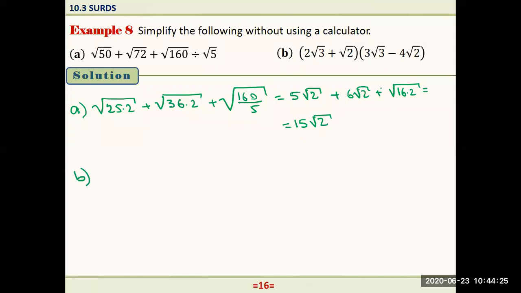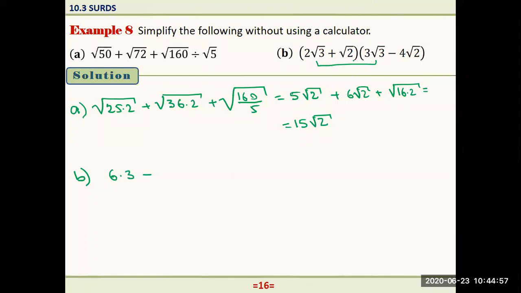B, how about here? They are not conjugates of each other, right? Here we do not have a plus b, a minus b, so you should not get confused here. What we are going to do here is just expand this, right? Here we have a plus b times c minus d, so first I need to multiply this by this, 2 times 3. It is 6, and square root of 3 times square root of 3 is 3. Done.